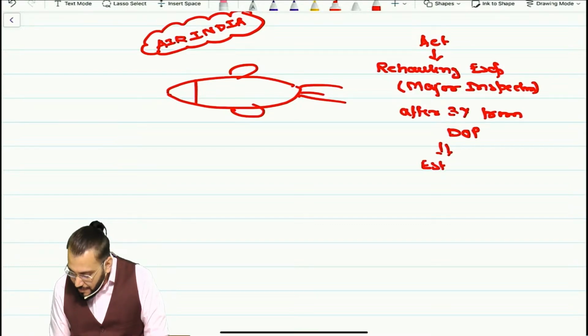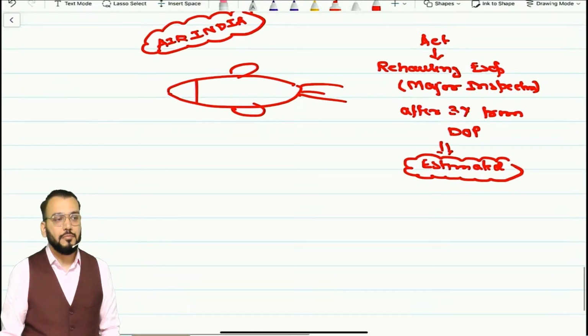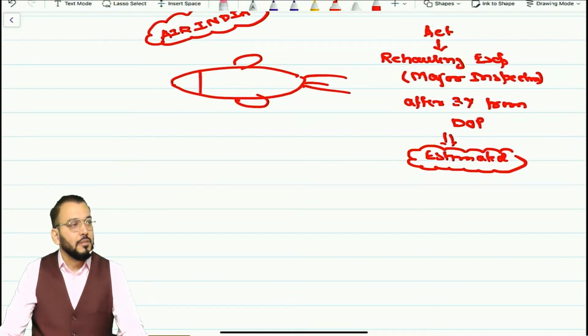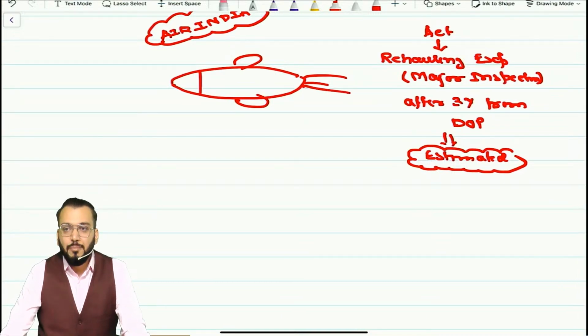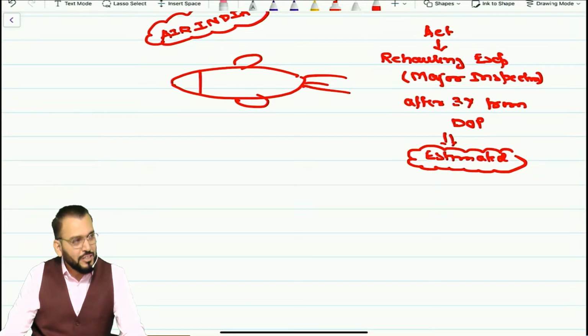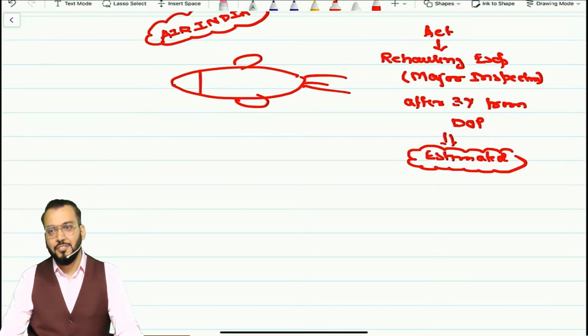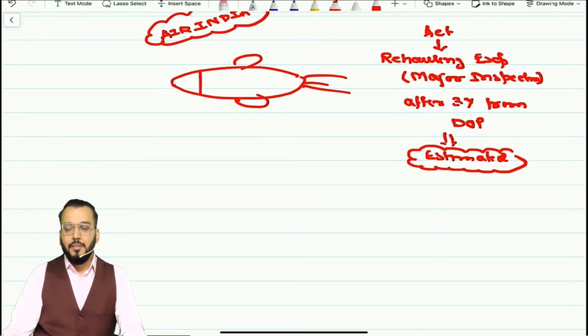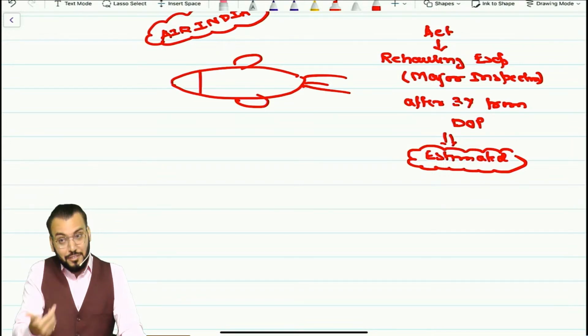The amount can be estimated. But should we create a provision? Should we create a provision? Have you done this example in CA Inter? I think you have done, because the question is also asked and every teacher will teach it at CA Inter level. But I don't know whether you remember the answer or not.